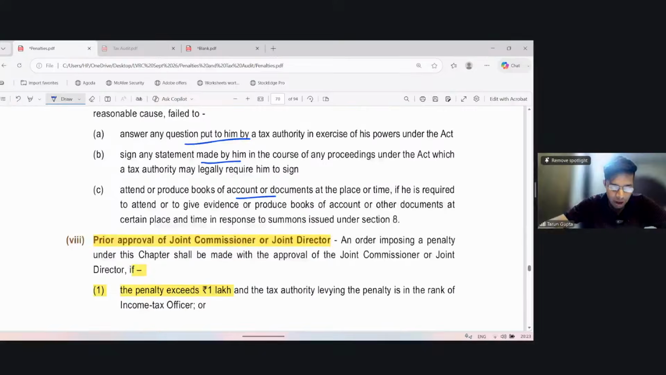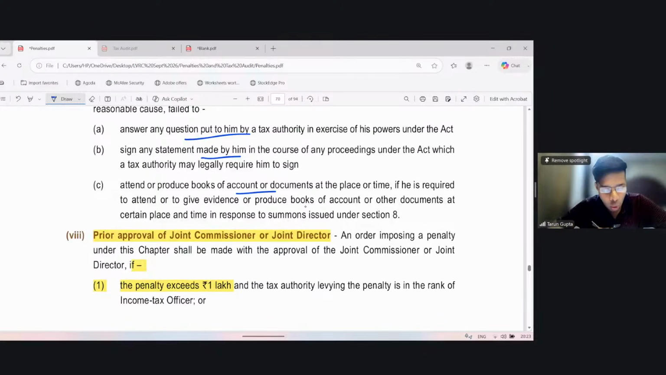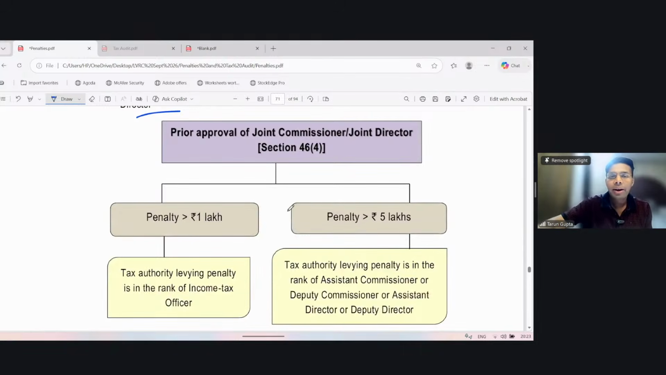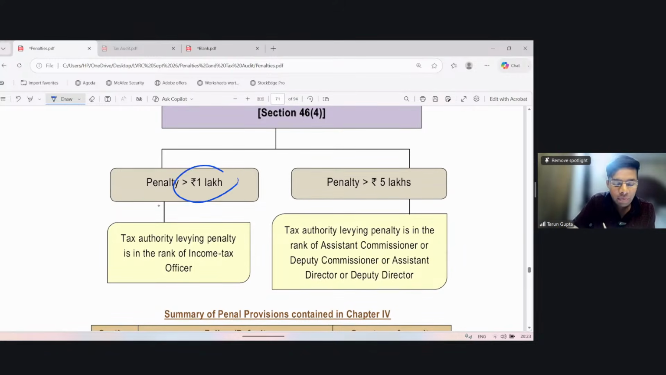However, similar to income tax, prior approval of the JC or joint commissioner is required if the penalty exceeds 1 lakh and the tax officer levying the penalty is in the rank of ITO, or if the penalty exceeds 5 lakh and the tax officer levying the penalty is in the rank of assistant commissioner, deputy commissioner, assistant director or deputy director. So the administration of the Black Money Act is also done by the income tax department only. Prior approval is required if the penalty is being levied by the ITO and the penalty amount exceeds 1 lakh. If the penalty is levied by the ACIT or DCIT and the penalty amount exceeds 5 lakh.